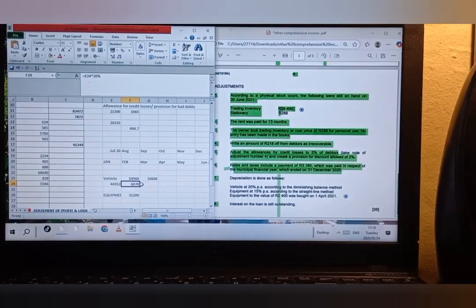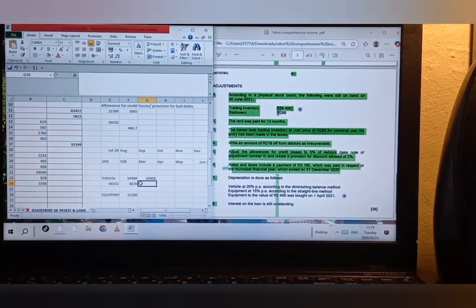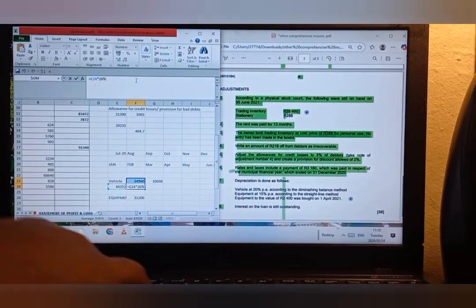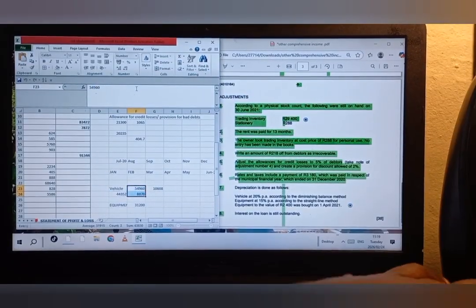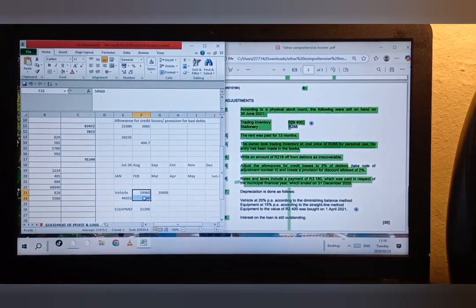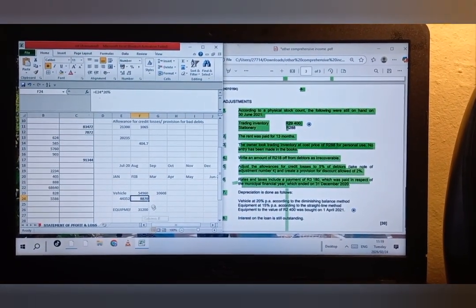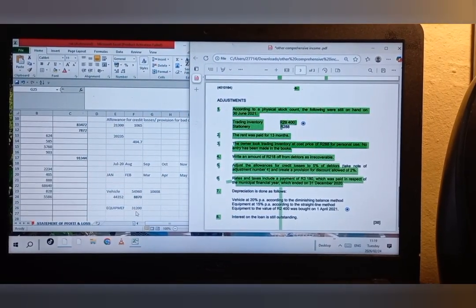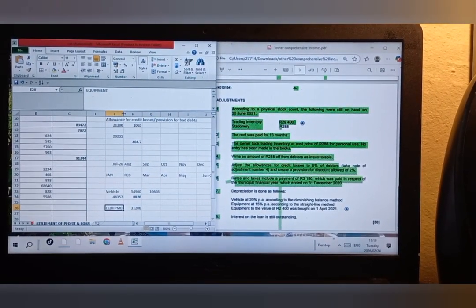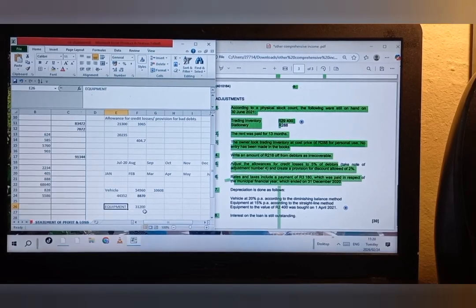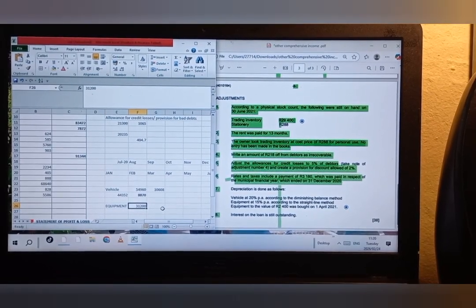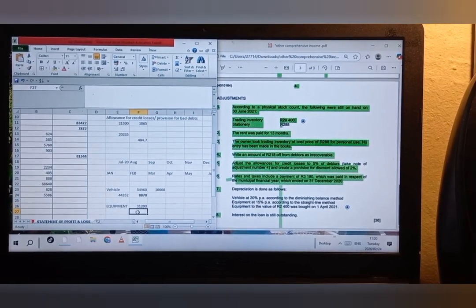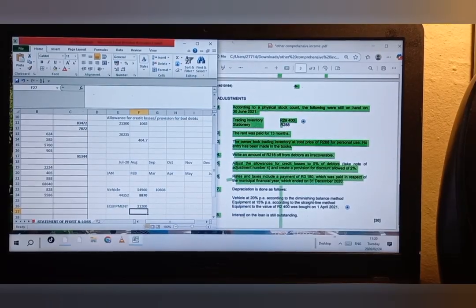You get your depreciation. This amount is our depreciation, guys, for the vehicle. And then we have equipment at cost. We have equipment at cost, which is 31,200.